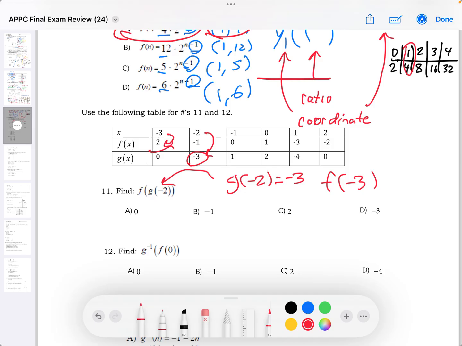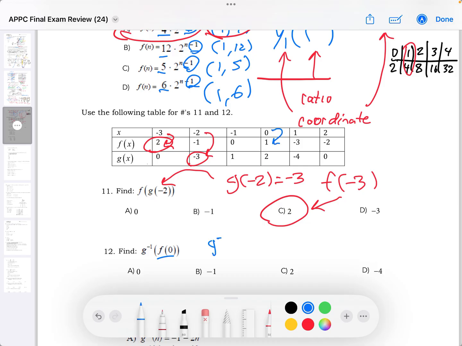I want to go to the f of x equation. That's where the little typo occurred on the original answer key. So f of negative 3 is equal to 2. Then I'm going to use the same table, but now I'm going to solve something different. F of 0. Start on the inside as always. F of 0 equals 1.